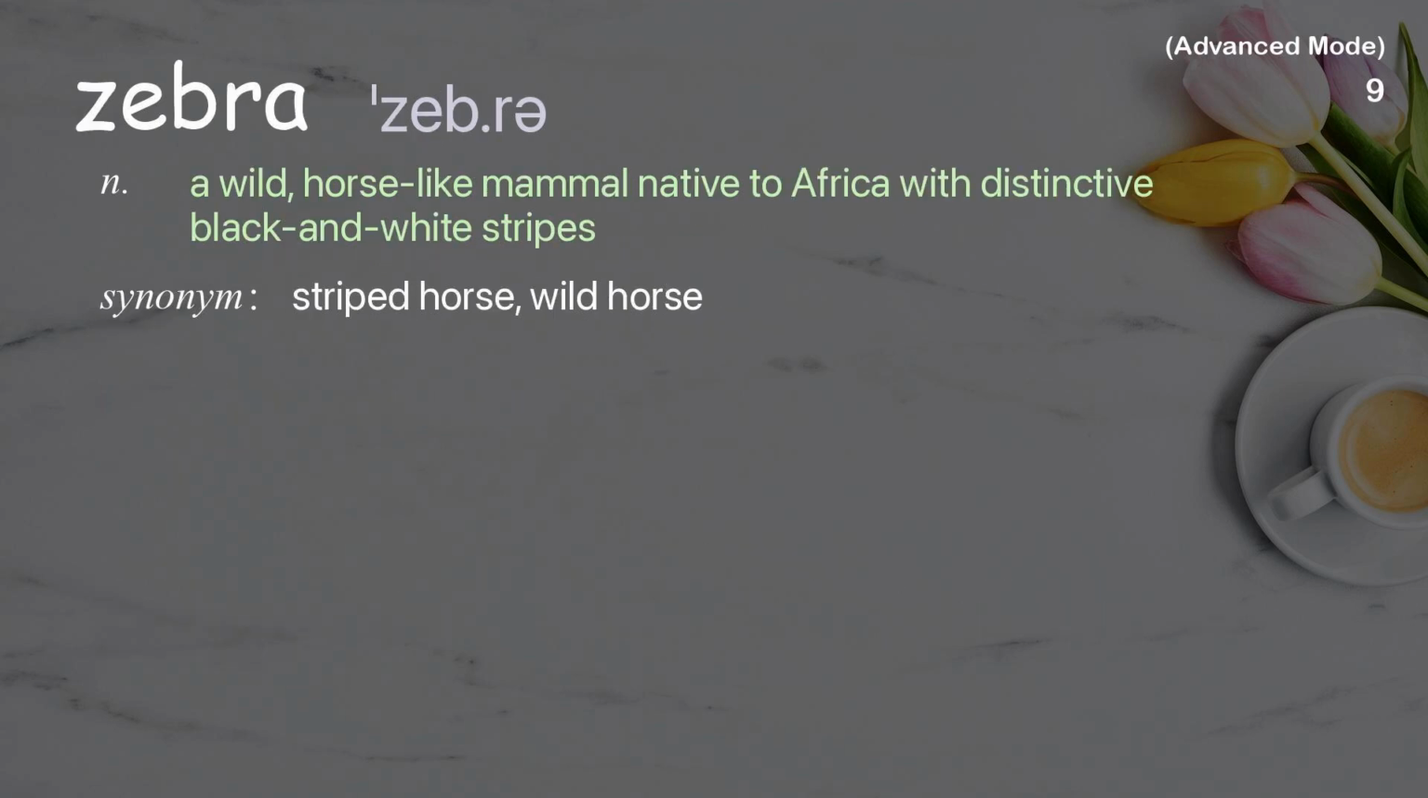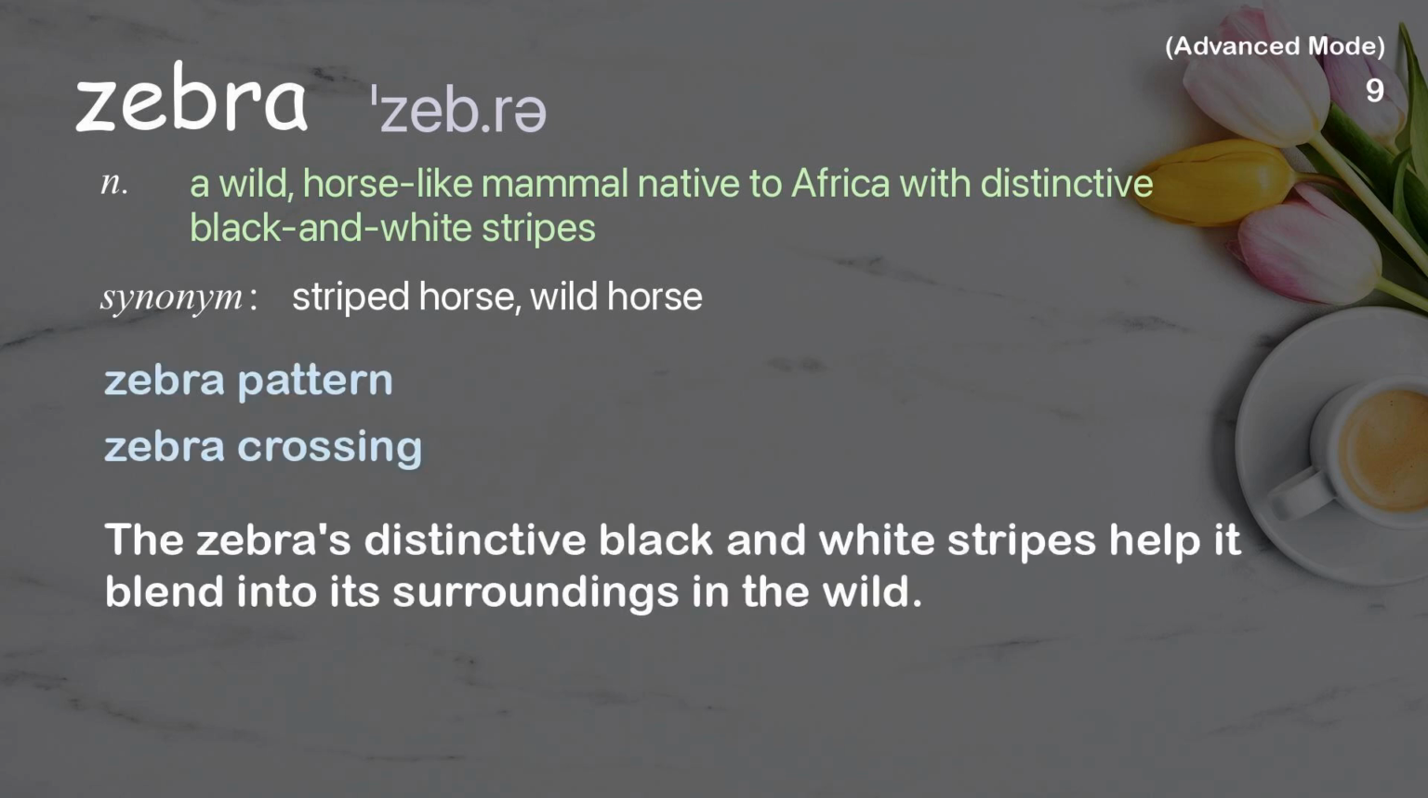Zebra. A wild, horse-like mammal native to Africa with distinctive black and white stripes. Examples: Zebra pattern. Zebra crossing. The zebra's distinctive black and white stripes help it blend into its surroundings in the wild.